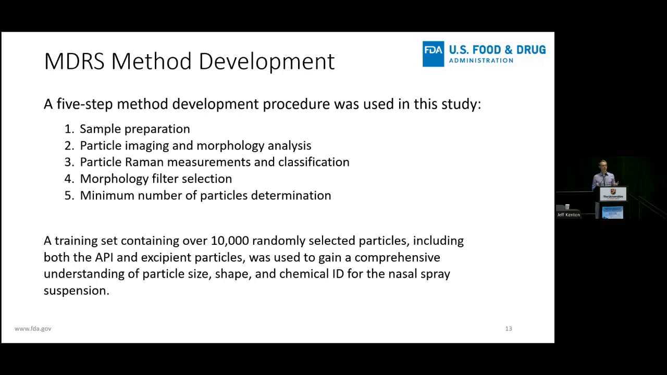So when you first start an MDRS experiment, one thing you definitely want to do is have a training set. This will be time consuming, but it will be worth it, because remember, what we're after is the API particle size distribution. So initially you want to collect as big of a training set as you can. In this case, we're collecting about 10,000 randomly selected particles. This will include API, excipient, and anything else that's in the formulation. This is what we want to use to gain an understanding. You want to understand your sample, you want to understand your formulation initially.